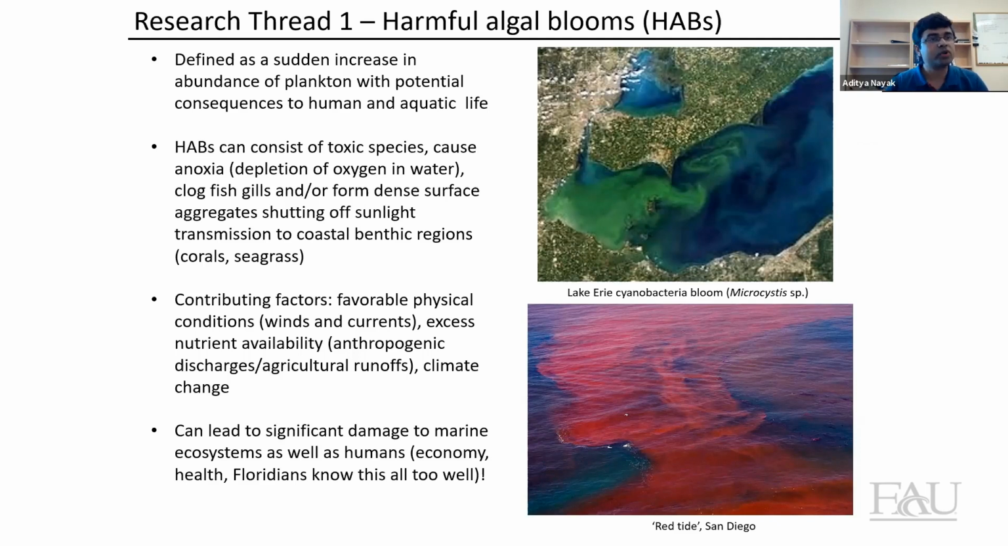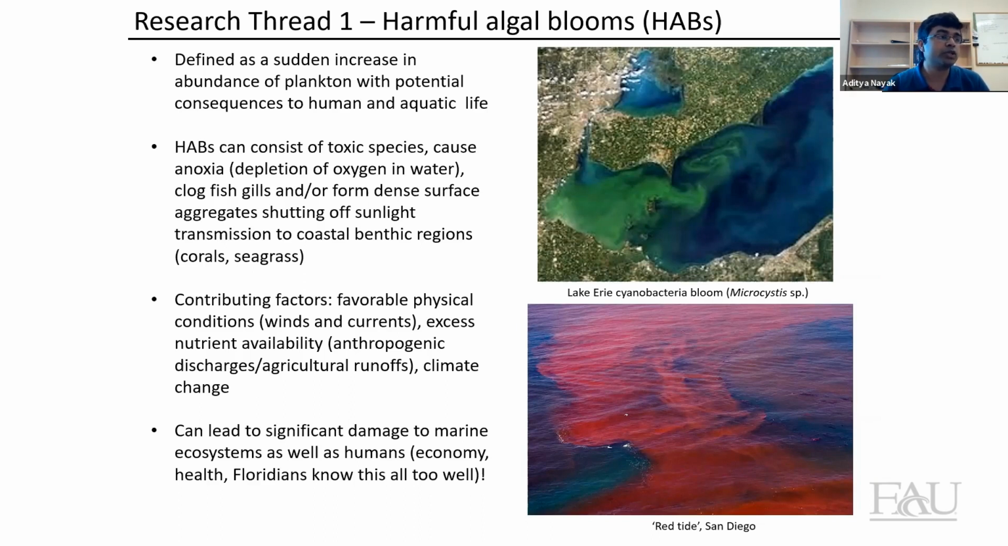So a harmful algal bloom, or a HAB, basically occurs when you have a sudden increase in concentration of a particular planktonic species, and these species could be toxic, right? They could generate toxins, which can either be toxic by ingestion, or in some cases, these toxins can aerosolize, and it can cause respiratory irritation if you breathe them.